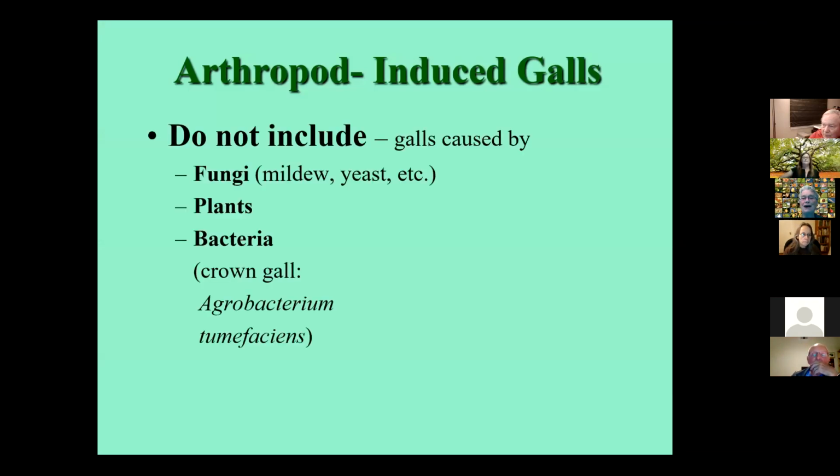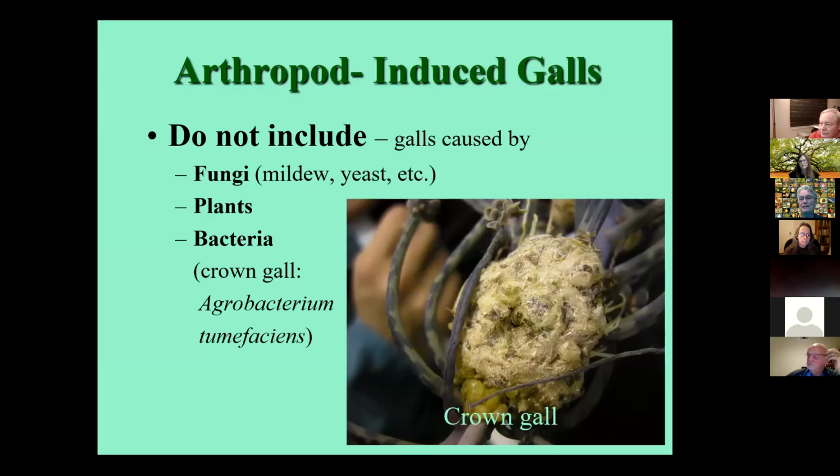So we're looking today at arthropod-induced galls, and these do not include the many galls caused by fungi. There are gazillions of them, or yeast. We're not going to talk about those. There are galls that are caused by plants. We're not going to talk about those. And there are galls that are caused by bacteria. Classic crown gall. Most people who have studied biology have seen crown gall. But we're not going to look at that either. We're going to be very narrow-minded. Remember, my specialty in entomology is cynipid gall wasps. So that's really the stuff I'm interested in, as you will see in tonight's talk.